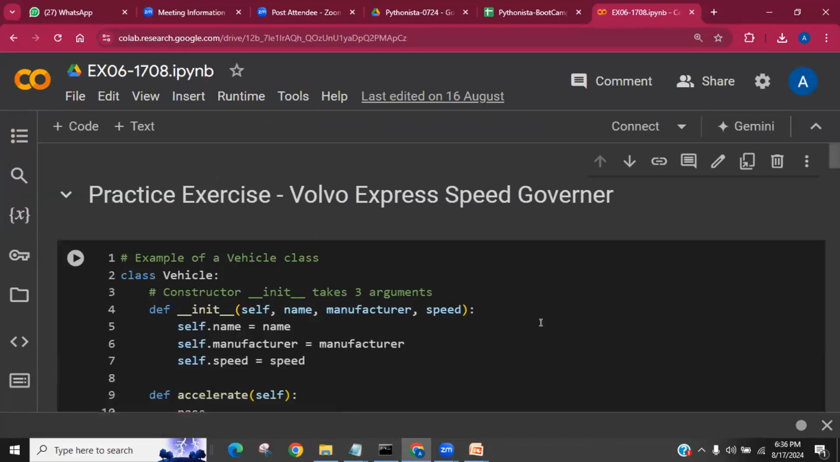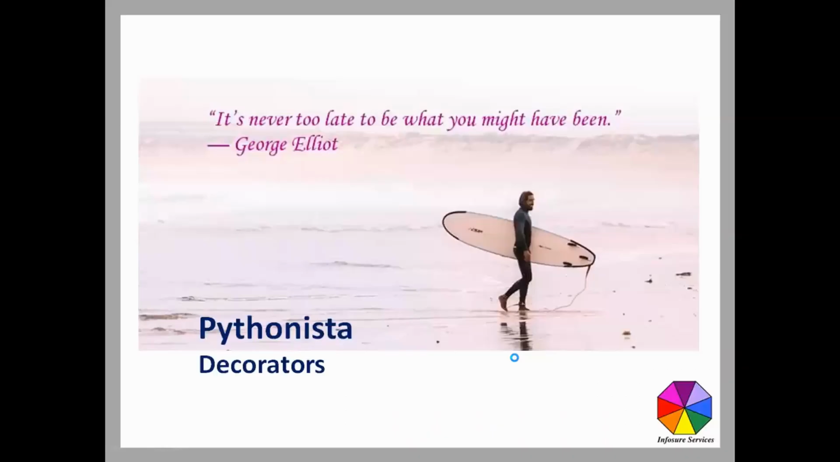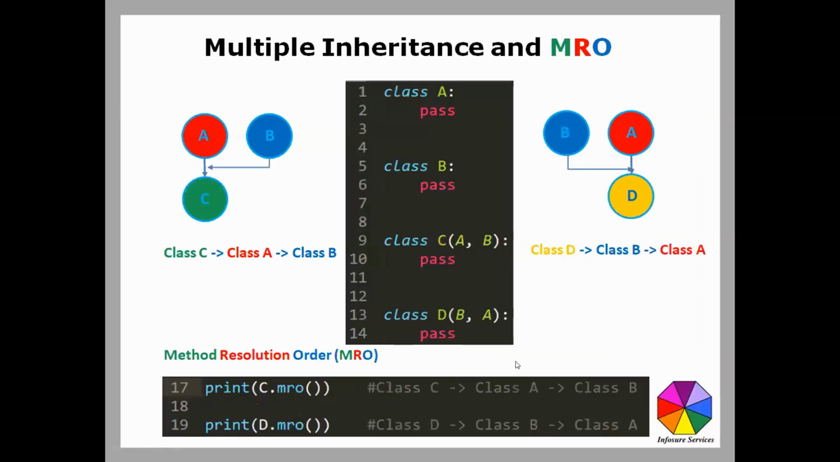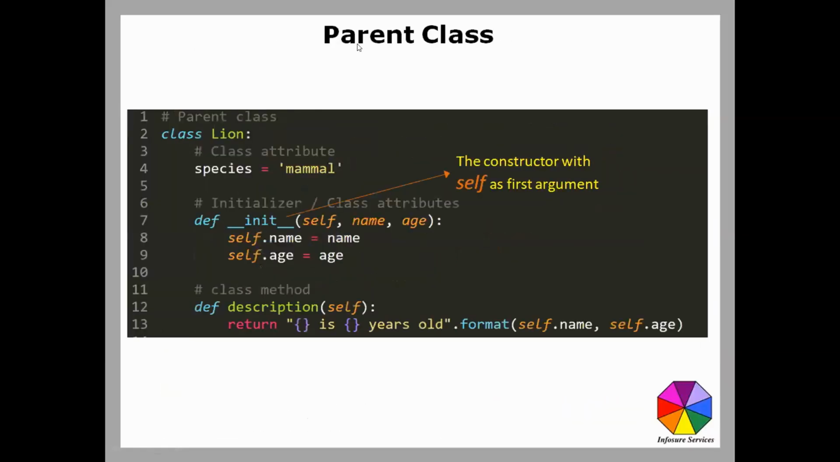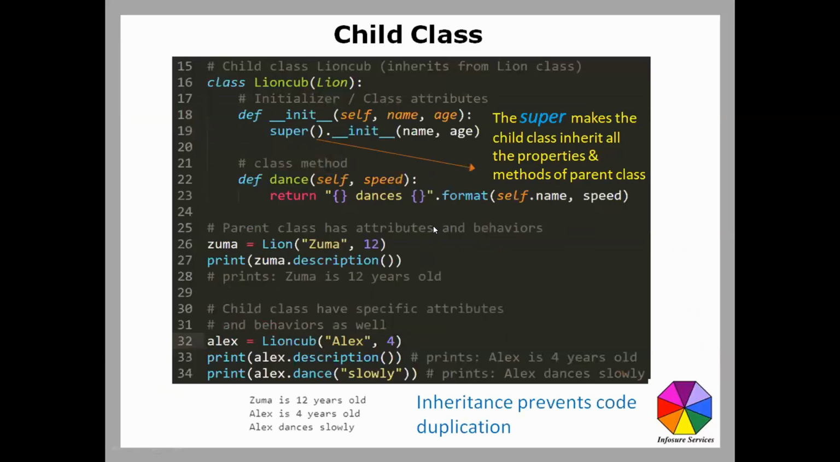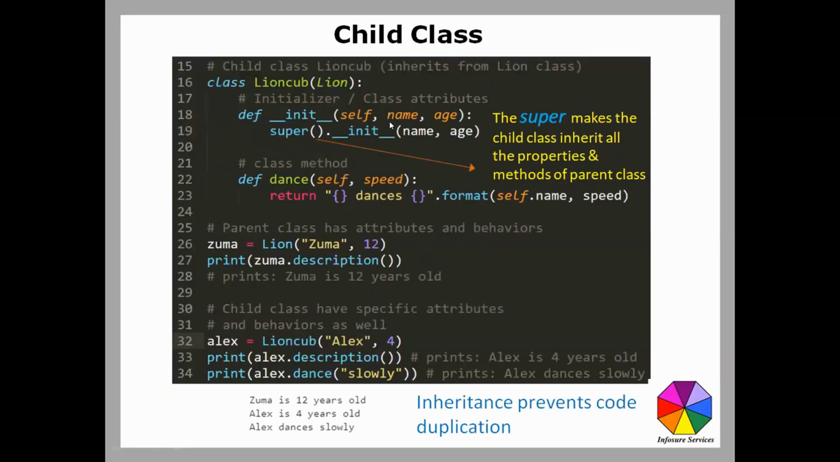So this is a practice exercise of inheritance. We saw the concept of inheritance in the last class, and we have seen that there is a parent class and a child class. The parent class is sometimes also called the base class, and the child class is the inherited class or the derived class. They go by this terminology as well.